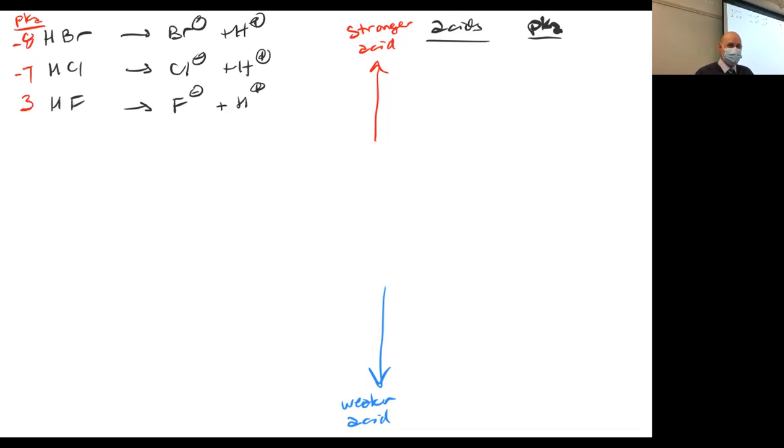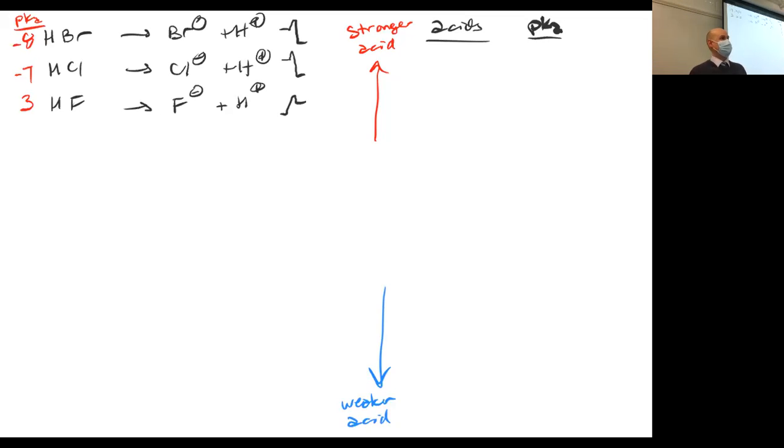Comparatively, HF is a lot less acidic. HCl and HBr are only apart by about 10 times. Remember, this is a log scale. But HF is about 10 billion times worse of an acid than HCl is, which is pretty stark. Furthermore, HBr and HCl have negative pKa's, so they like to go forward, so they go down in energy. Comparatively, HF actually goes up in energy.